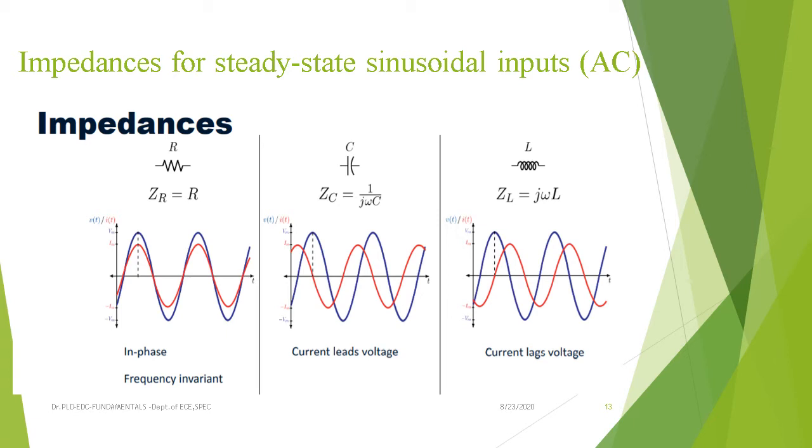So with the changing of frequency, it won't vary the drop across the resistor, it won't vary the current flowing through the resistor. That's the meaning of frequency invariant. Okay. Then coming to capacitive reactance and inductive reactances.